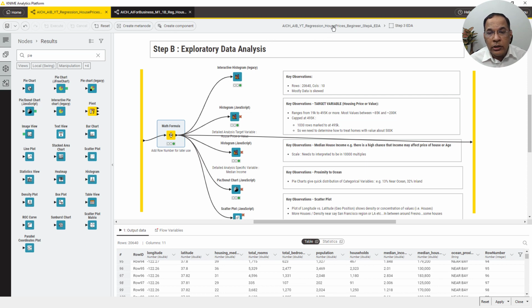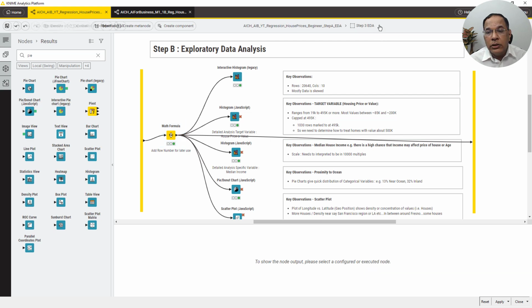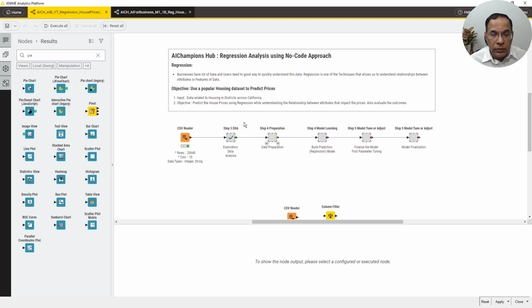Now how do I go back to my original workflow? At the top you will see this ribbon, and I could have another level and so forth. I think I have not tried that, but essentially you click on this ribbon and then you can go back to the original, right?